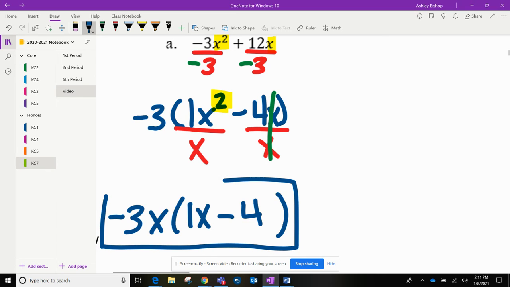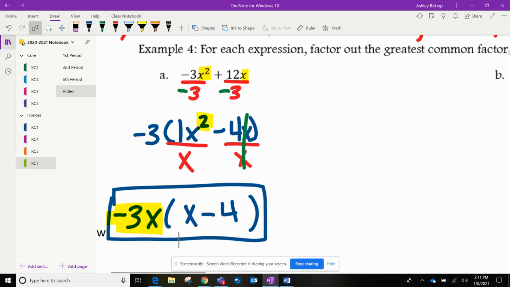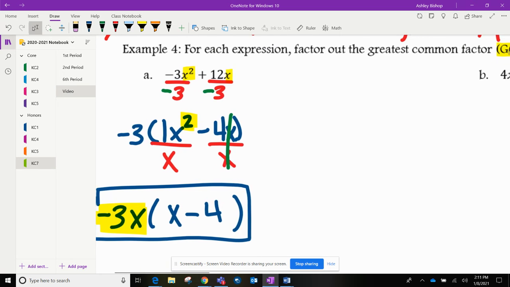I divided by -3x. You need to still have that in your answer to show for it. And after I divided everything by -3x, I'm left with x minus 4. You can erase this 1. You do not need that 1, but you can also keep it there. I don't care either way. Alrighty, if you have a question on that, let me know. This is a complex problem. The next one's much simpler.